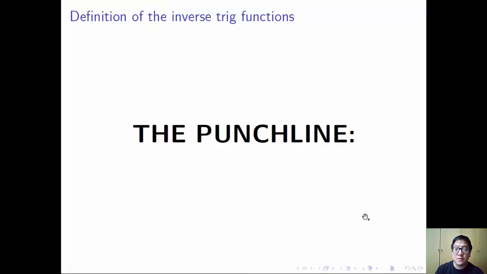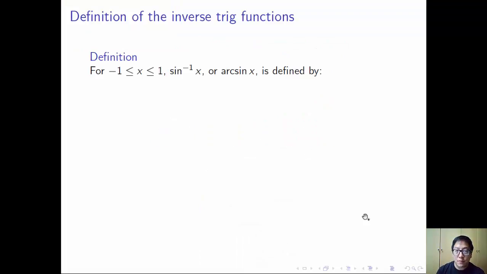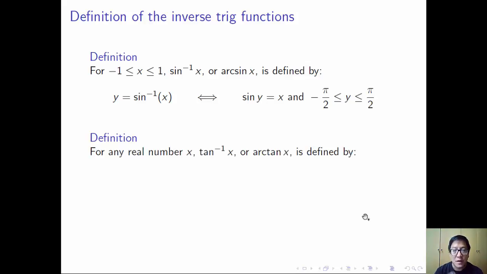So as promised, here's the punchline. For minus 1 less than or equal to x less than or equal to 1, the inverse sine of x, or the arcsine of x, is defined by saying that y is equal to the inverse sine of x if and only if, exactly when, the sine of y is equal to x and y is between negative pi over 2 and positive pi over 2. And similarly, for any real number x, the inverse tangent of x, or the arctan of x, is defined by saying that y is equal to the inverse tangent of x if and only if the tangent of y is equal to x and minus pi over 2 is less than y is less than pi over 2.